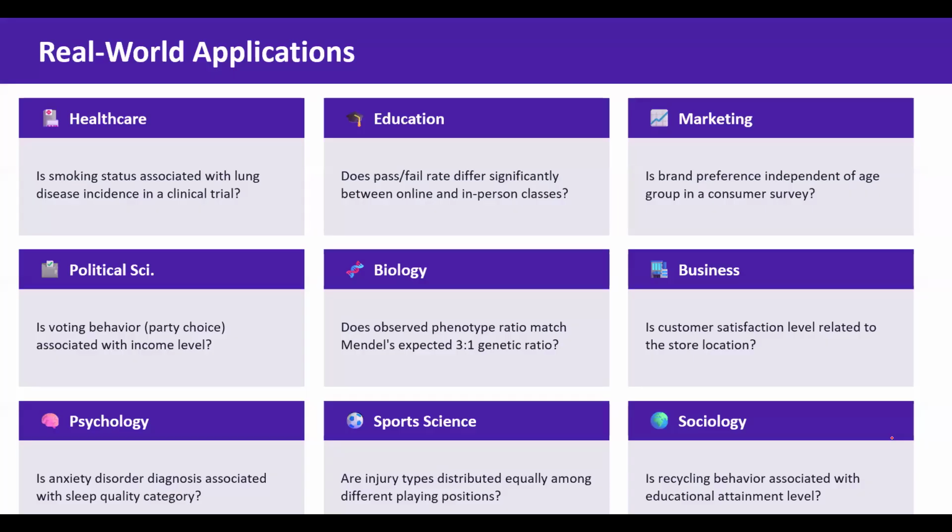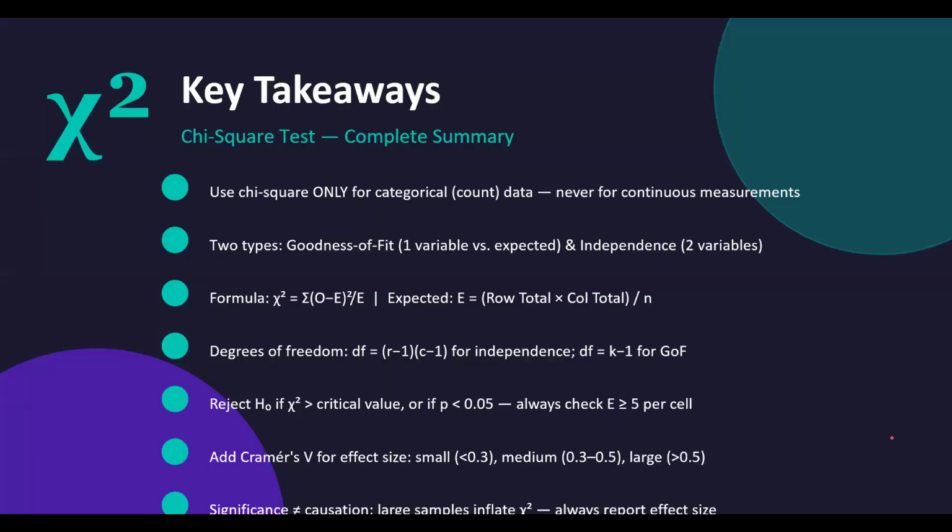So that's a lot of real-world applications, right? Healthcare, education, marketing, political science, biology, business, psychology, sports science, and sociology. Any field we can name, you can run those tests, especially the chi-square test. It's pretty handy and a useful test. So any question about this chi-square test?